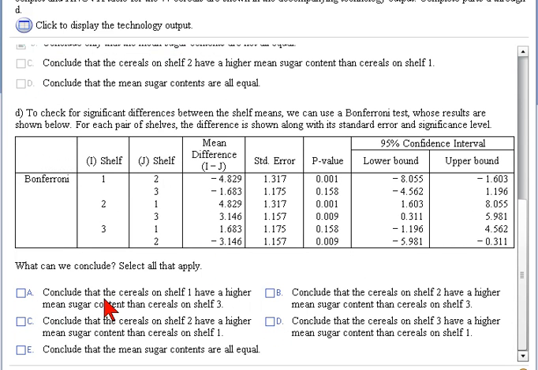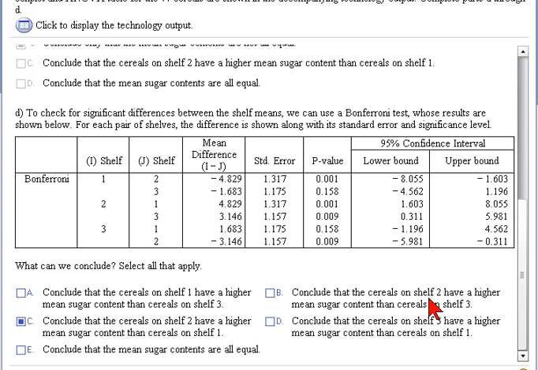Well, let's see, can we conclude that the cereals on shelf 1 have a higher mean sugar count than shelf 3? No, we could not see a difference between 1 and 3 because 0 was in the confidence interval, or we had a high p-value, however you want to look at that. Conclude the cereals on shelf 2 have a higher mean sugar content than on shelf 1. Yes, that did appear to be true, because when we looked at 1 minus 2, we got all negatives or a small p-value, or 2 minus 1, we got the positives. Conclude that the mean sugar contents are equal. Obviously not, because we rejected our null earlier.